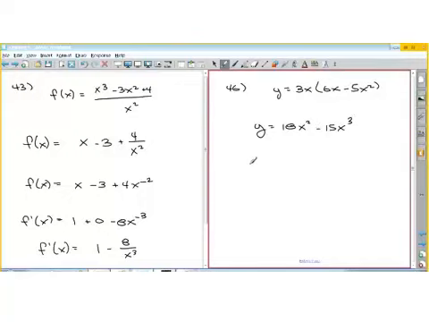Okay, so now we have polynomials, so for the derivative, just do each one separately. 2 times 18 is 36. Decrease the exponent by 1. 3 times 15 is 45. And we decrease the exponent by 1. And that's your answer.